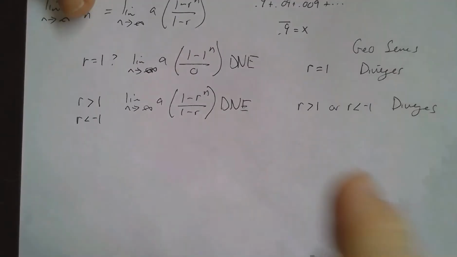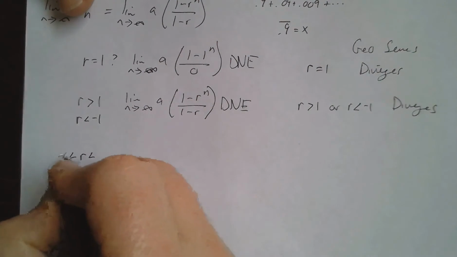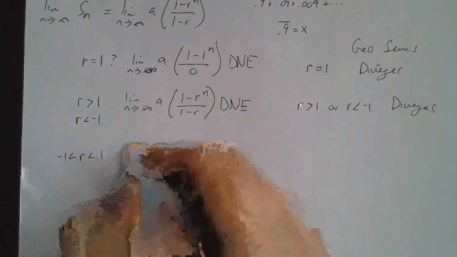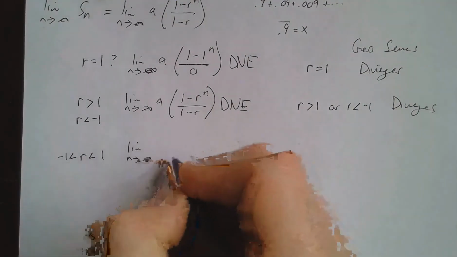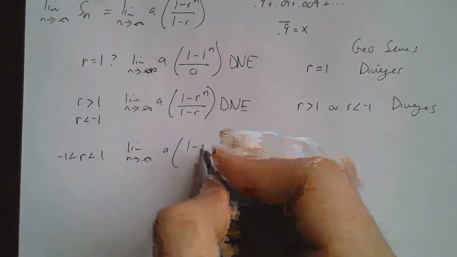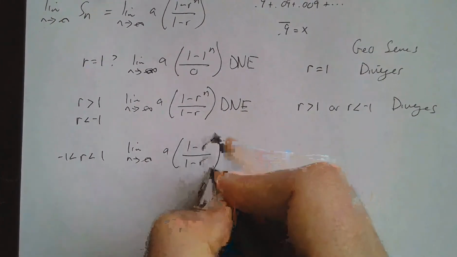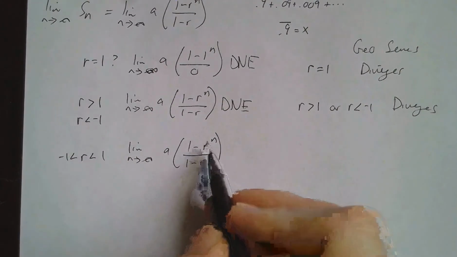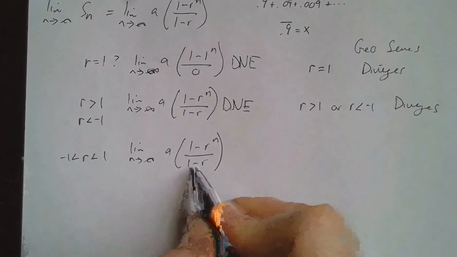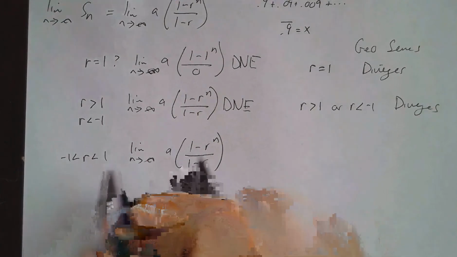So the last detail we need to worry about is, well, what if r is between -1 and 1? If r is between -1 and 1, I have the limit as n goes to infinity of a times 1 minus, again, r to the power of n divided by 1 minus r. The concept is that if I have a fraction in here, 1 minus a fraction is going to be a number, whether it's negative or positive.